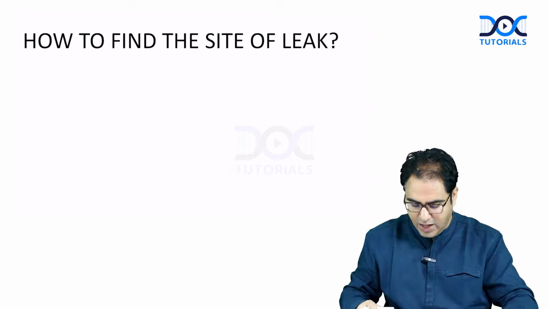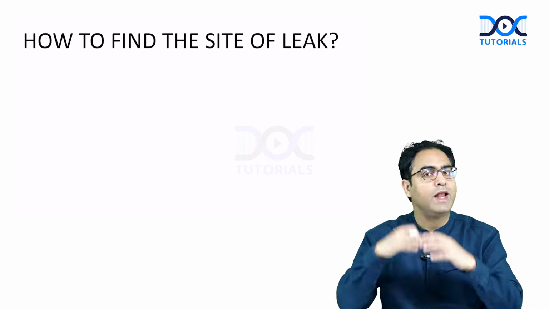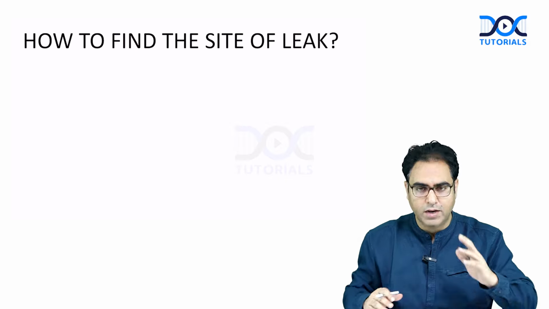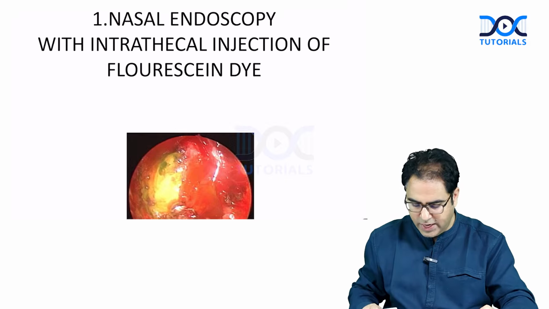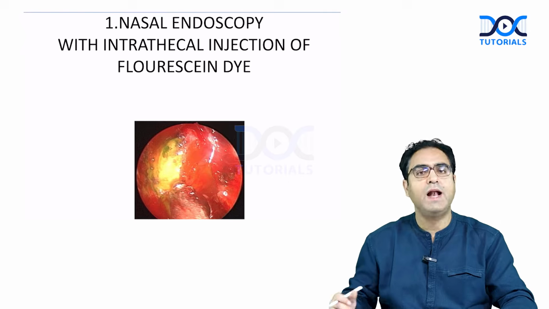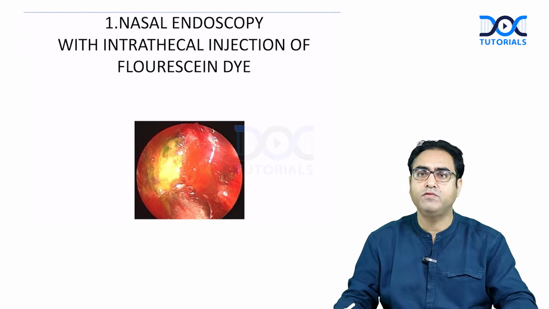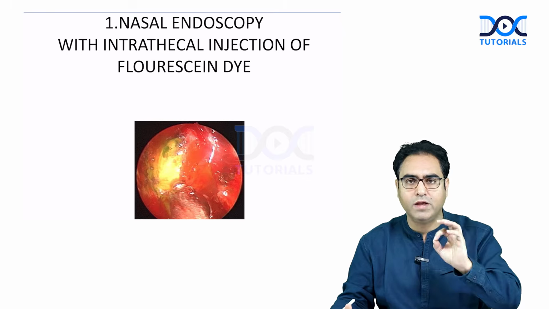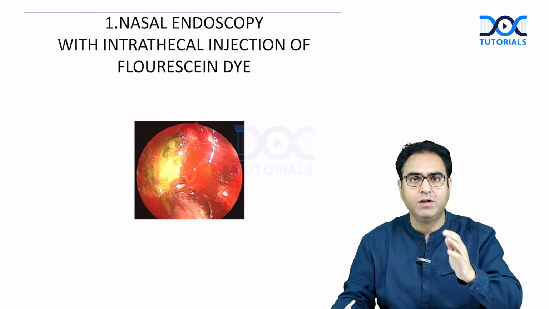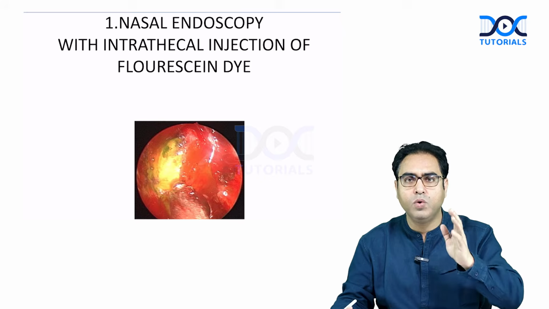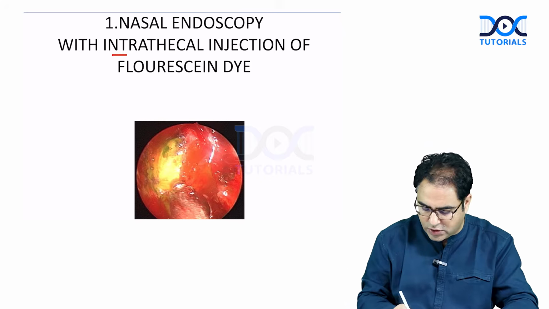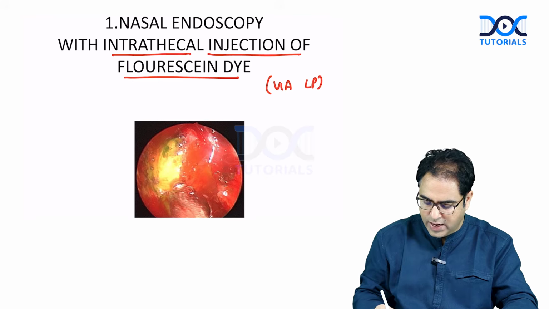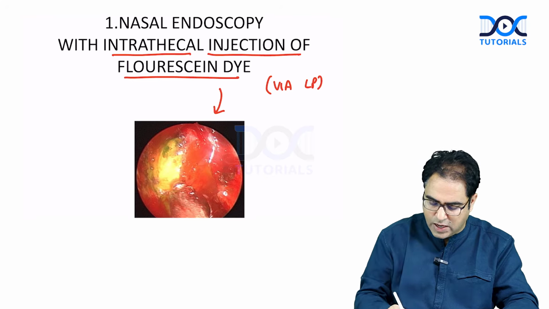Now the next question is how to find the site of leak. Number 1, you can do nasal endoscopy. But you know, CSF is very tough to see. It's a colorless fluid. So what we can do, one thing, we can do lumbar puncture and we can do intrathecal injection of fluorescent dye via lumbar puncture, and this will give green color to CSF.